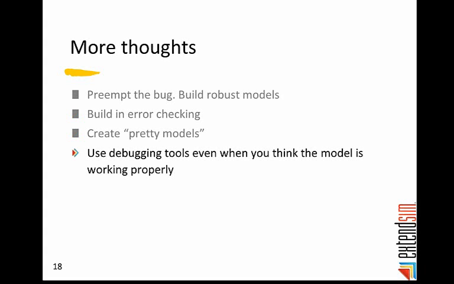I talked about printing models. Use debugging tools even when you think the model is working properly. There's nothing wrong with putting some history blocks in the model just to see, okay, is this doing what I think it should be doing? That's part of the model verification process.